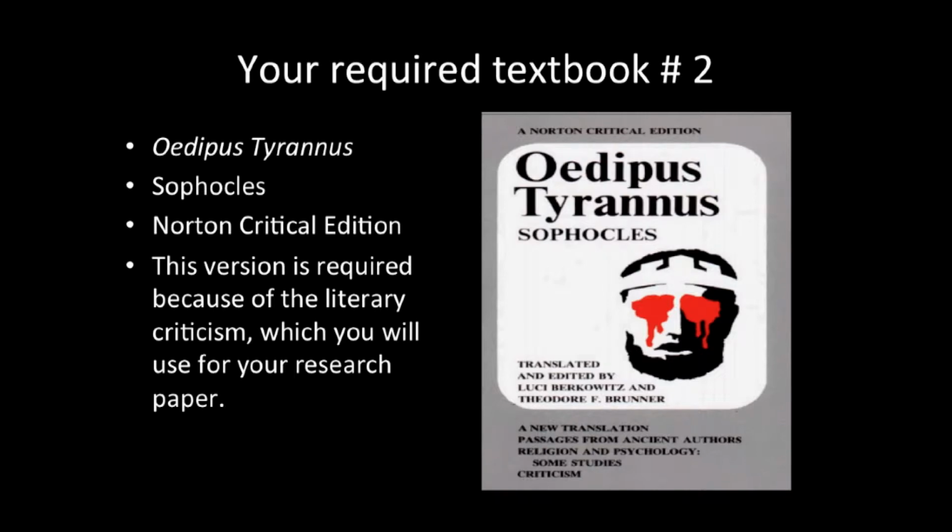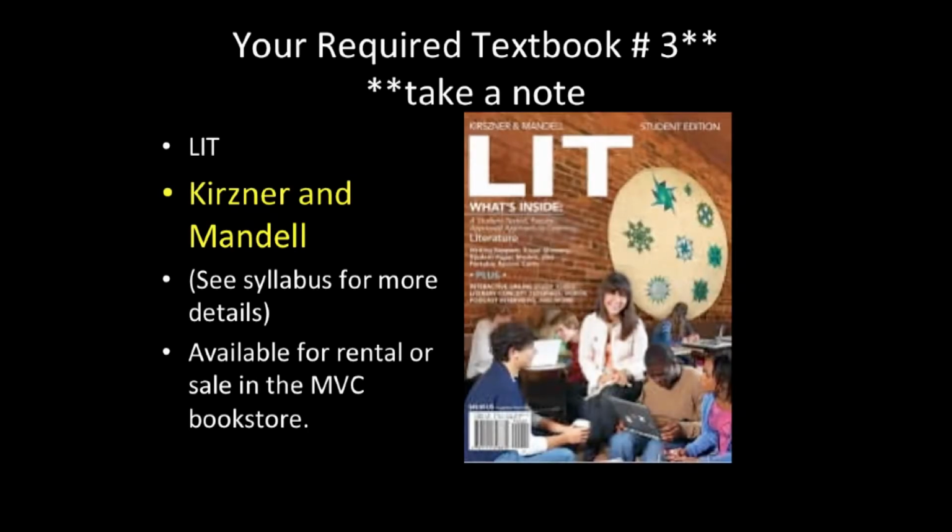Required text number 2 is the Norton edition of Oedipus Tyrannus, also available in the bookstore. You must get this edition because we will use the resources in it for your research paper. You will need this book for most of the semester, so once I ask you to get it, please bring it every day. The last textbook is Lit, which you will need to rent from the bookstore. We will use it enough to justify the rental price, but not the purchase price. Remember, rent the Lit text.